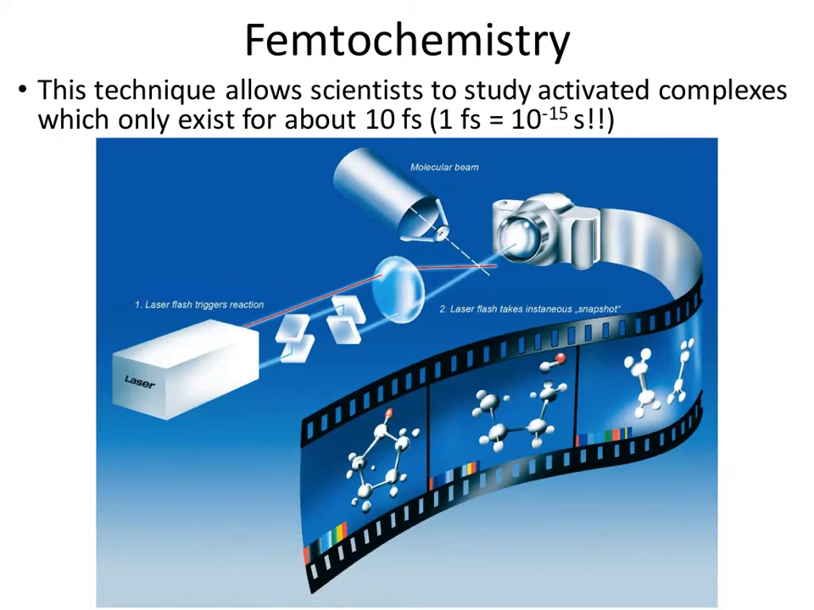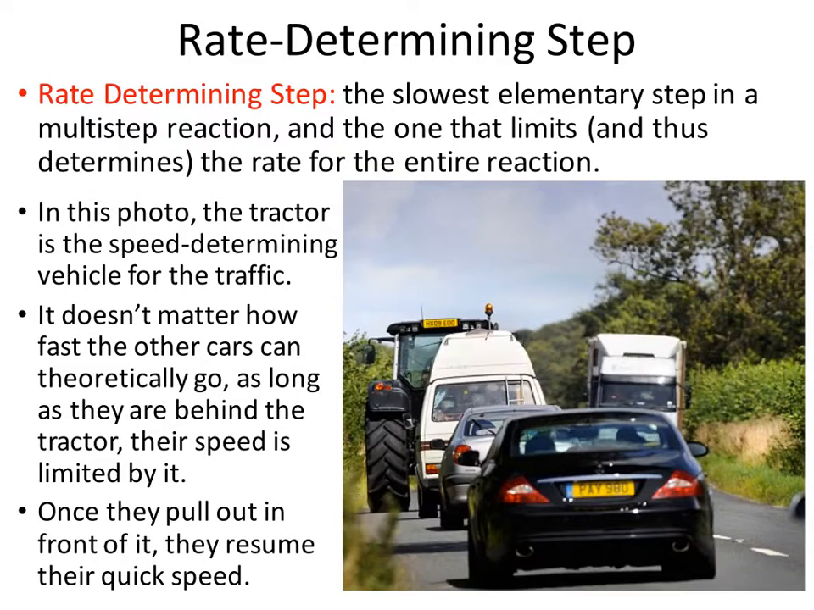So it's a really interesting process, these two pulse systems, where we can study an activated complex that only exists for about 10 femtoseconds. Now look at that, 1 femtosecond is equal to 10 to the negative 15 seconds. So we're studying activated complexes that really are transient. It allows us to really look at the progress of our reaction and also gives us an idea of what the actual structure of these activated complexes are.